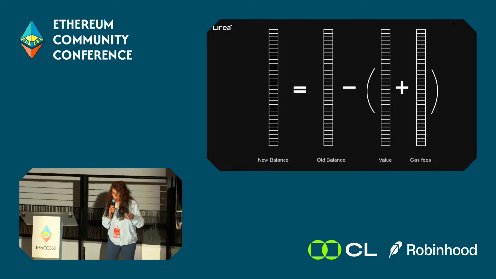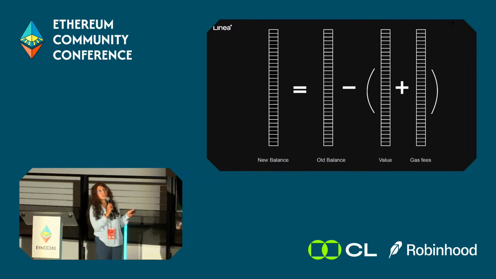As a simple example, if you have a bunch of transactions, the balance and the value are stored in some columns like this. When you send a value to another account, you get the new balance by this constraint: I have the old balance, I spend this value to another account, and I pay this gas that I should reduce from my old balance, and then I have this new balance.